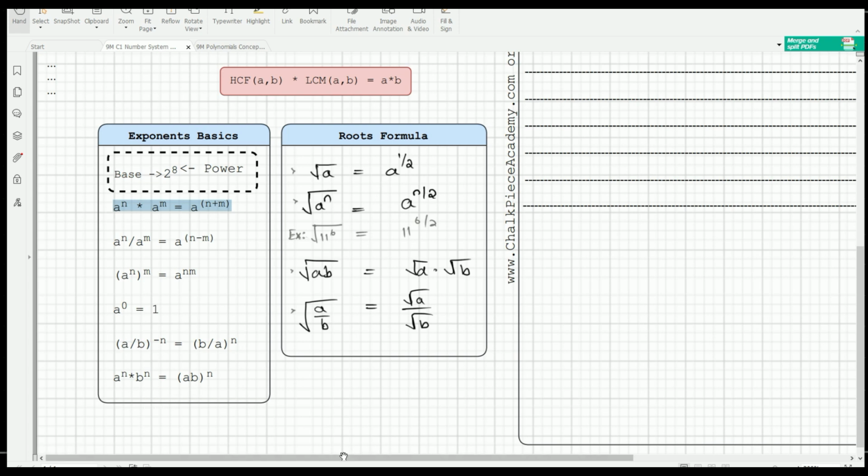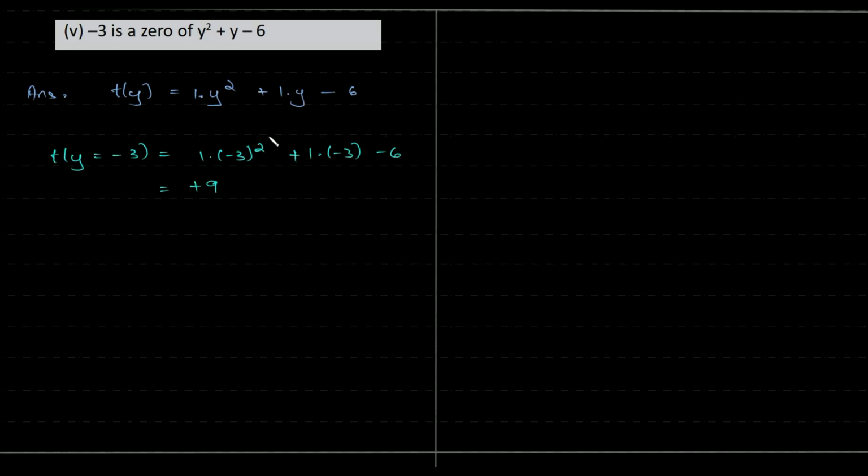Square of any negative number, or any even power, if it is raised to the power of an even number, the output is always positive. Plus 1 into minus 3 is minus 3, minus 6. Clearly 9 minus 9 is 0. Therefore your solution is what? Yes, minus 3 is a 0 of y square plus y minus 6. 1 and 1 over there. It will help. And that is your output.